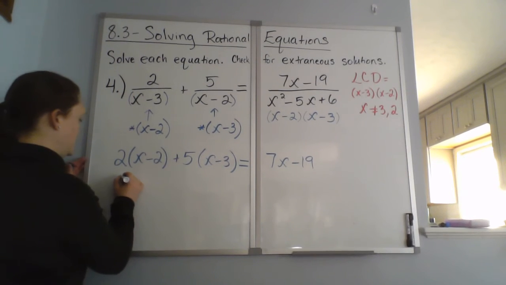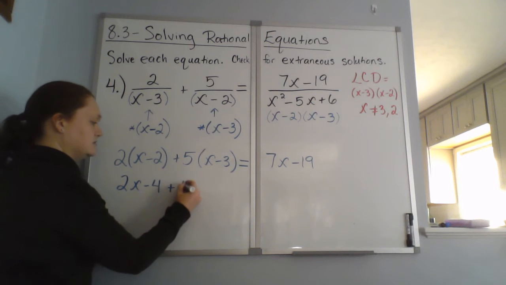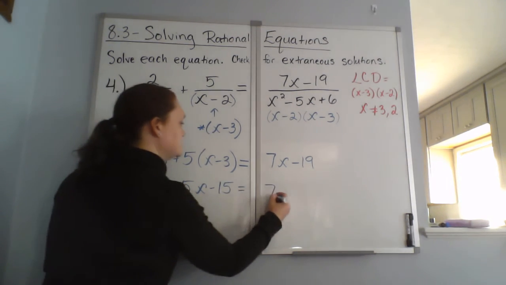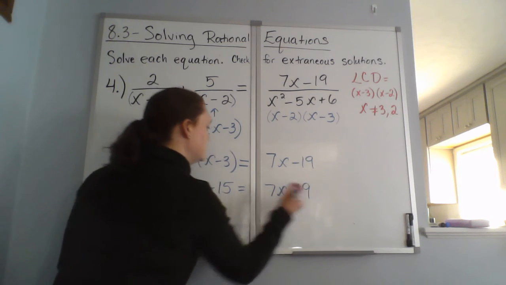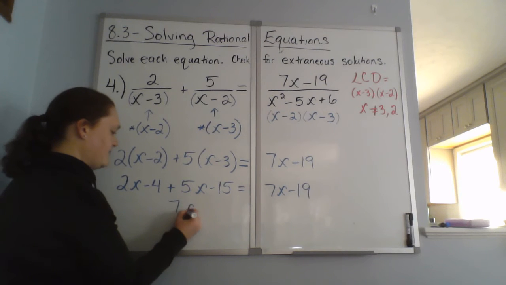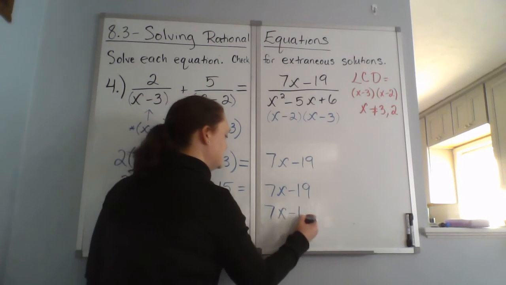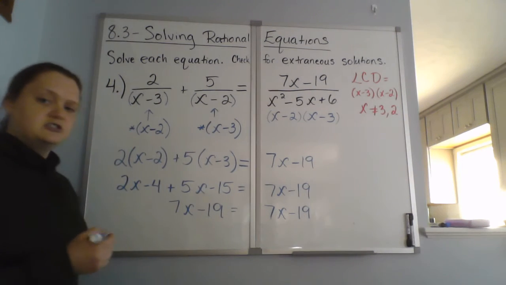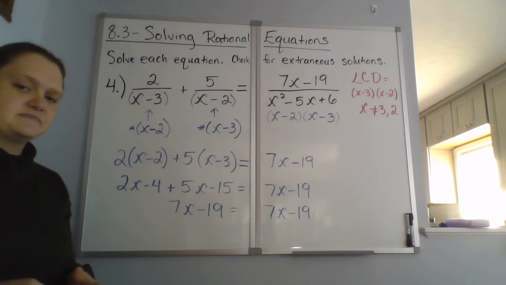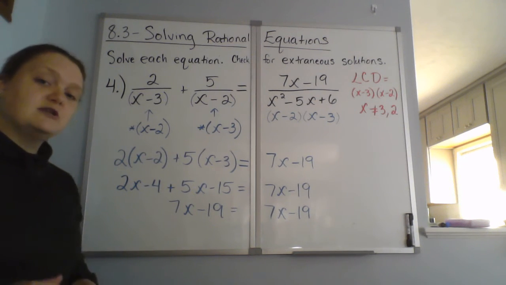So distribute to get 2x minus 4 plus 5x minus 15 is equal to 7x minus 19. And then if I just combine like terms on the left, I've got 7x minus 19 is equal to 7x minus 19. And at this point, you should notice something. So take a minute, look at that. What do you notice? They're exactly the same. And what does that mean the solution is going to be?